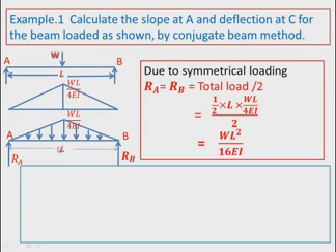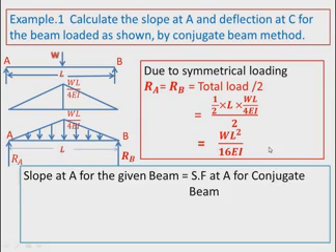This is the conjugate beam and this is the real beam. Now, considering this conjugate beam, the loading is symmetric. The loading is a triangular loading, but the triangle is symmetric. For symmetric loading, how do you calculate the reactions? RA is equal to RB, which is equal to total load by 2. What is the total load here? It is half, base is L, height is WL by 4EI. Half base into height, divided by 2. If you simplify this, you get WL squared by 16 EI. That means RA for the conjugate beam is WL squared by 16 EI.